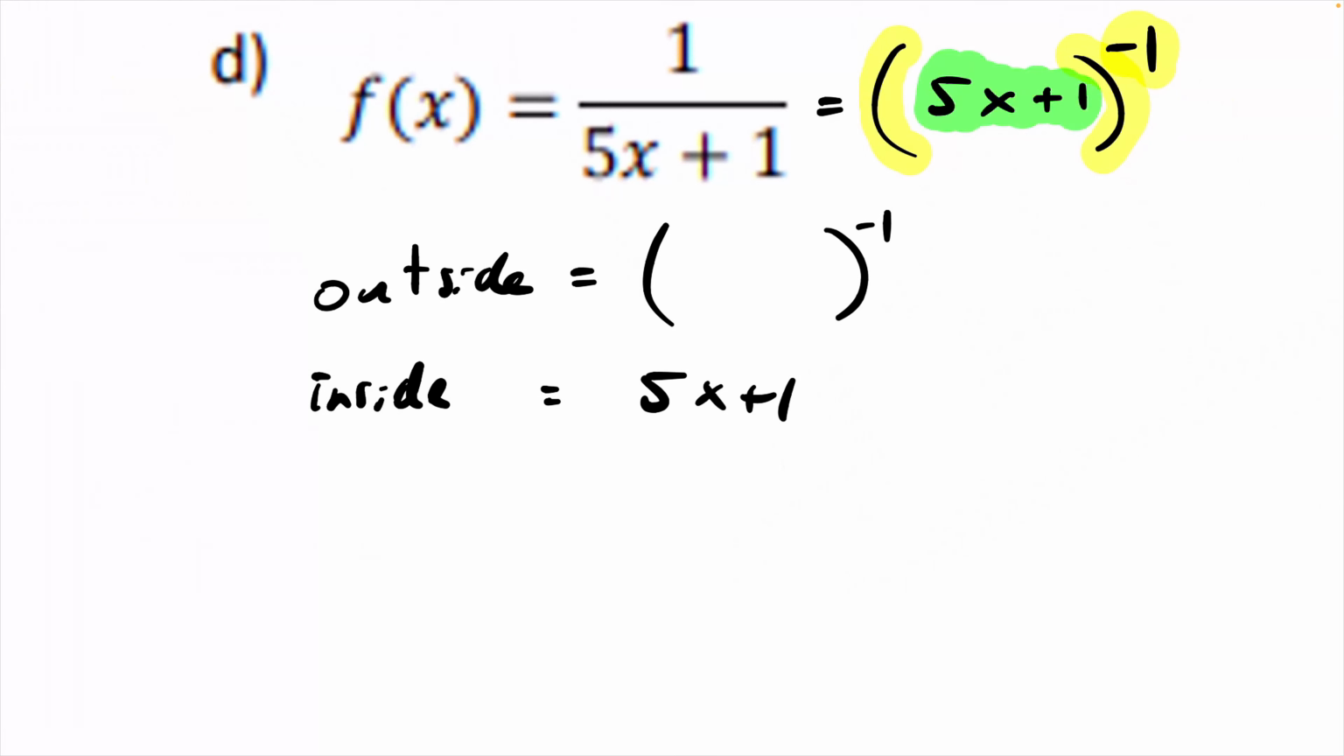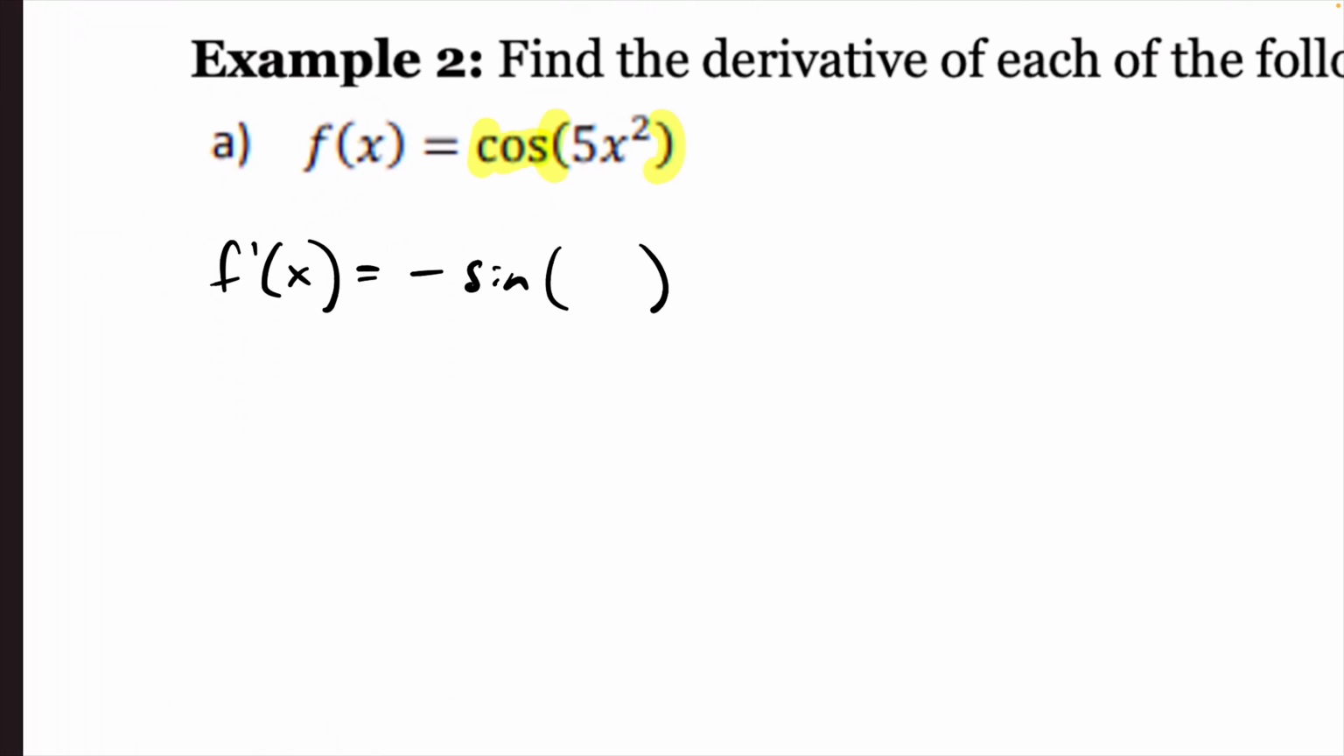From the previous page, we know what was the outside and what was the inside, right? So for this guy, what did we say the outside was? Cosine of something, right? Okay, so what's the derivative of cosine of something? Negative sine of something, right? So let's write that down. Negative sine of something. What do we put in there when we're finding derivative? Whatever was in there. Well, so what was in there at the beginning? 5x squared. So put that there.